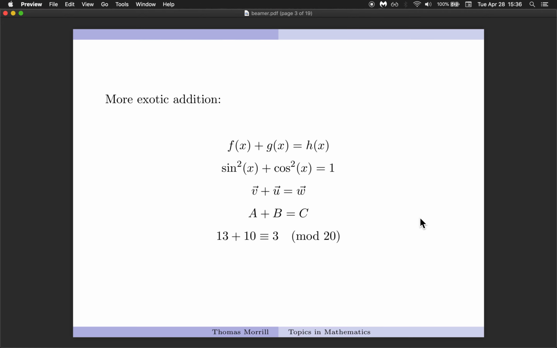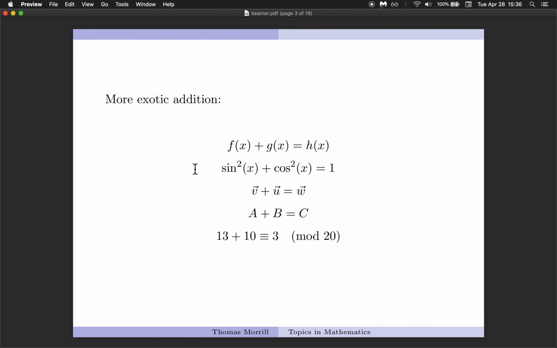I can get a little bit more involved with these. There's a lot more things in math that we can add together, and it's kind of a philosophical question as to whether you want to count these as the same kind of addition, right? I can add two functions together and get some new function, f of x plus g of x equals h of x.